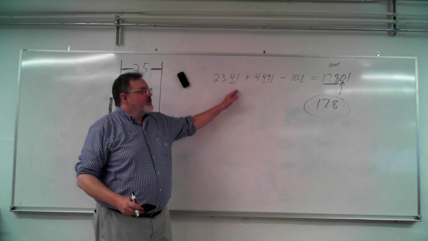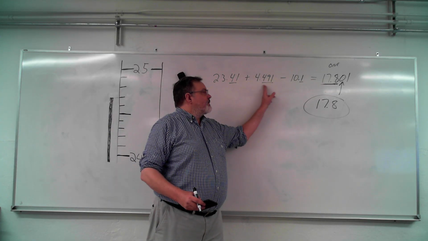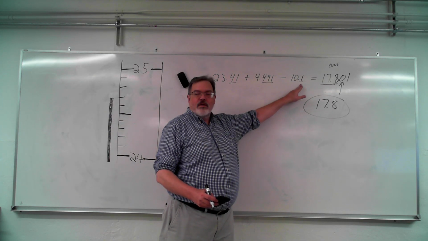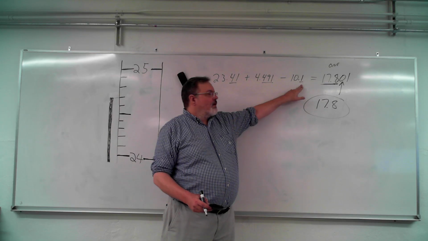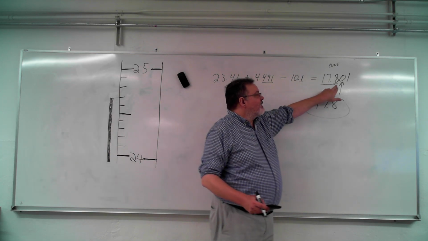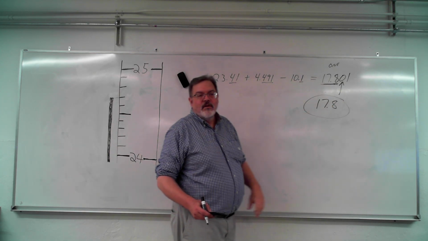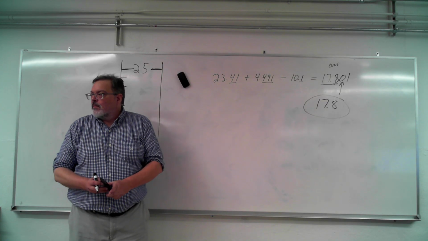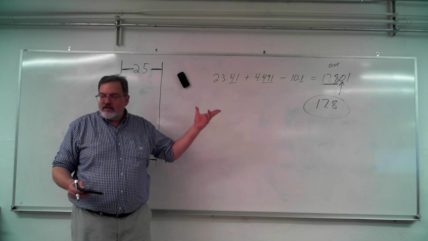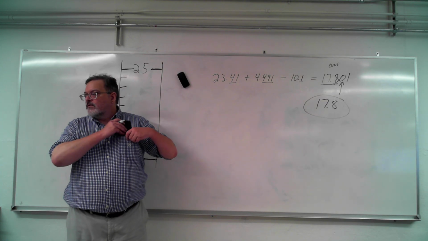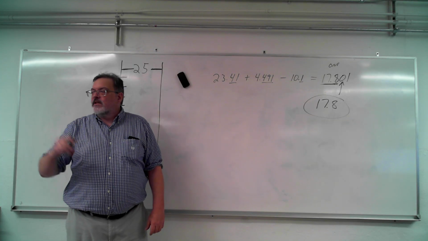This had this much precision after the decimal. This one had this much precision after the decimal. This one only had 1 precision after the decimal. So we had to round our answers back to that position. Again, it's the one that has the least number of digits after the decimal. That's the addition subtraction.